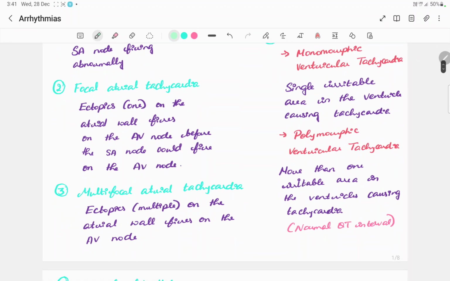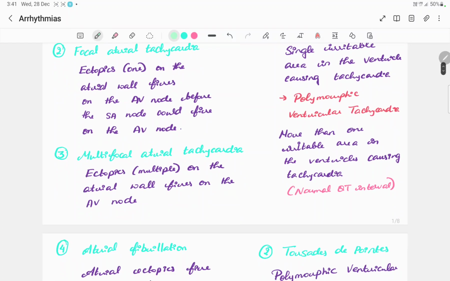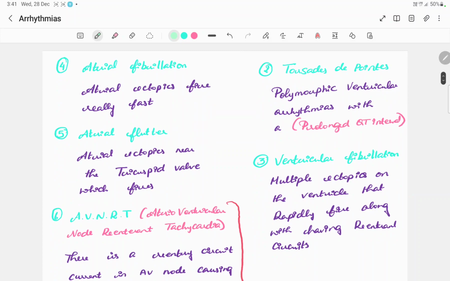So these two types, focal atrial tachycardia and multifocal atrial tachycardia, both are similar in the sense that the ectopics in the atrial wall will fire abnormally, and that will reach the AV node before the signals from the SA node reaches the AV node. This is similar for both. The only difference is that the foci is single in focal atrial tachycardia, whereas there are multiple foci in multifocal atrial tachycardia.